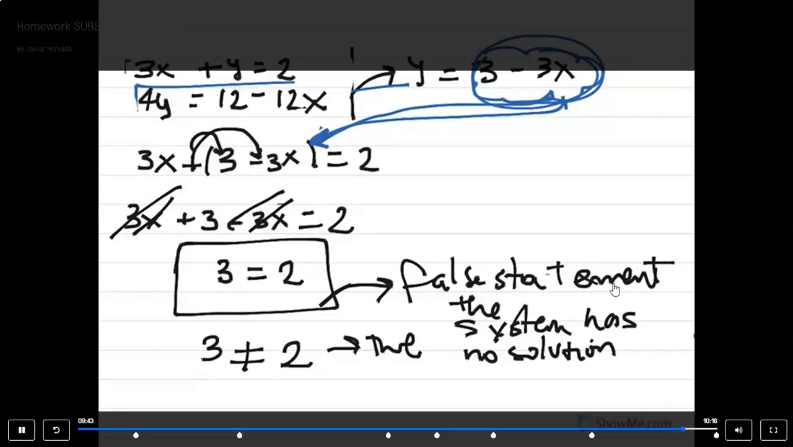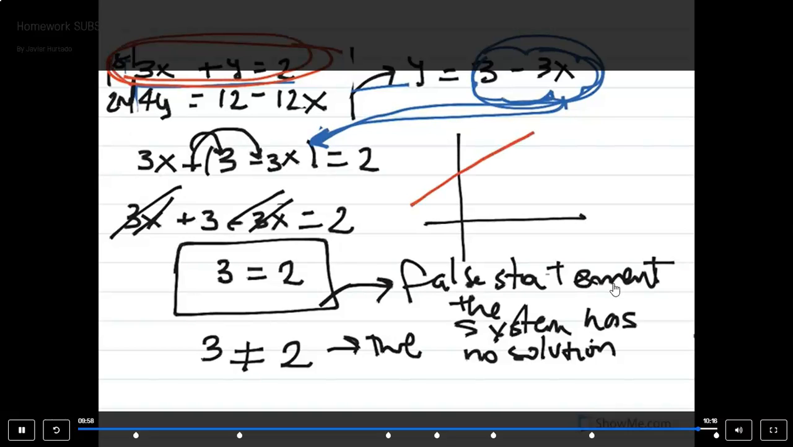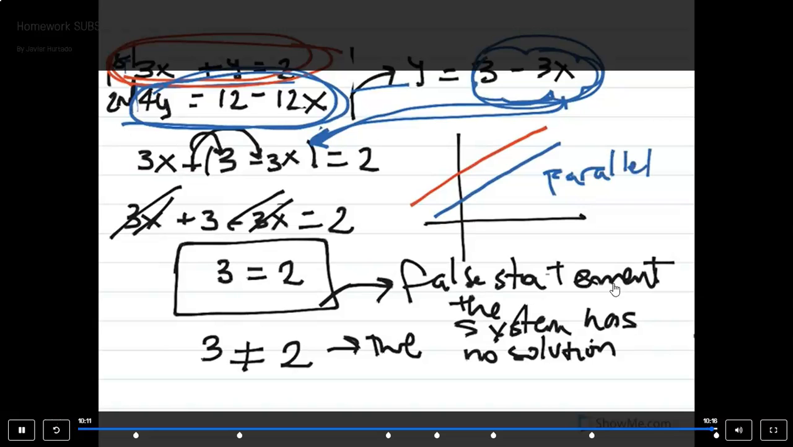What I mean is that these two lines, the first equation and the second equation: the first one, that I'm circling in red, has a line like this, okay? And then the second equation that I'm circling in blue has a line like this. So because they are parallel, they never cross. So that's why the system has no solution.